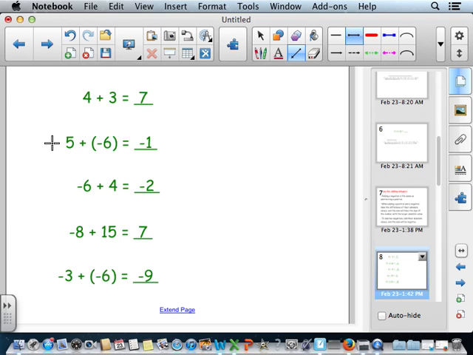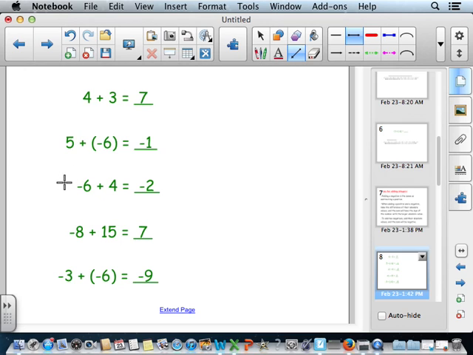But here I'm adding a positive and a negative. My rule was, when adding a positive and a negative, you can take the difference of their absolute values and take the sign of the number with the larger absolute value. Absolute value of 5 and negative 6 is 5 and 6. The difference of 5 and 6 is 1, but since my negative number had the larger absolute value, then my sum will also be negative.